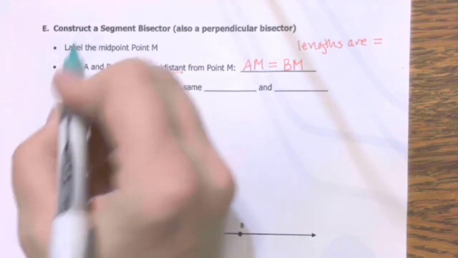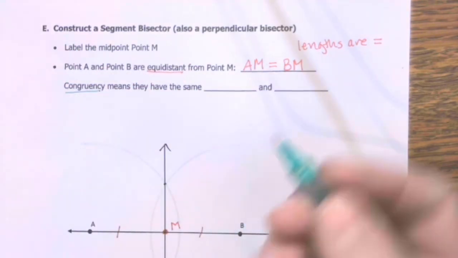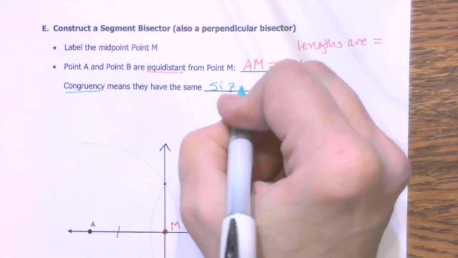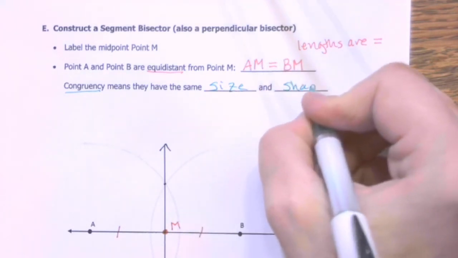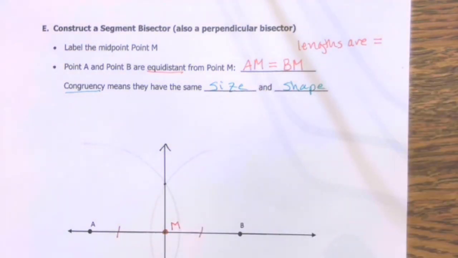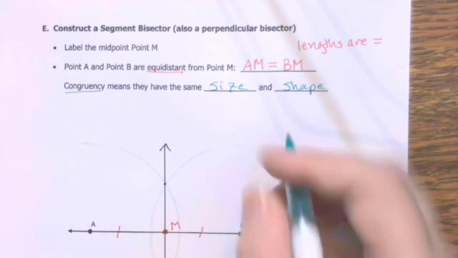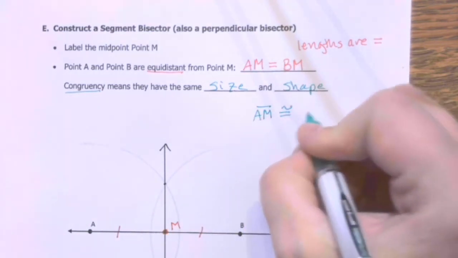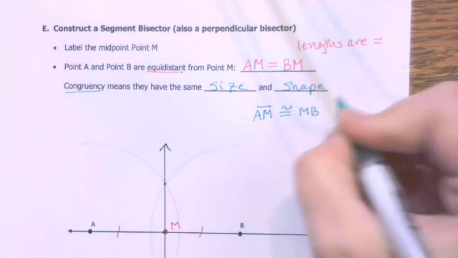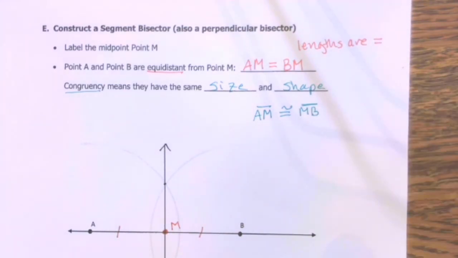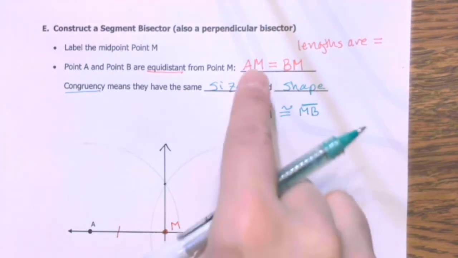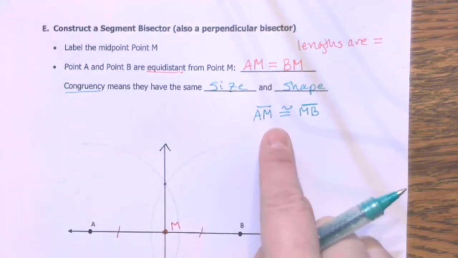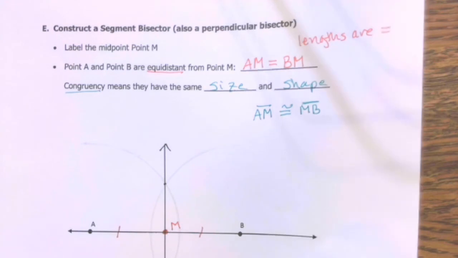If you say that they are congruent, congruency means they have the same size and shape. In the case of segments, if the segments have equal lengths, they're automatically congruent, but you write it differently. You say segment AM with the bar congruent to segment MB or BM with the bar. And so you can see how these mean different things. Congruency is a bigger title, means size and shape.